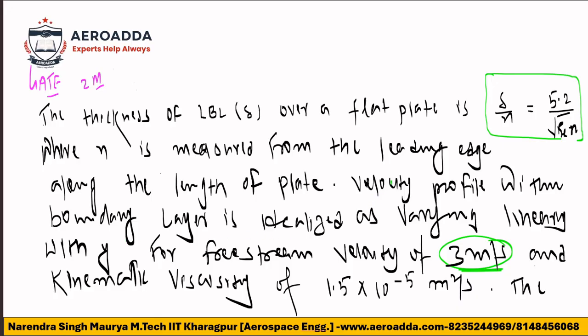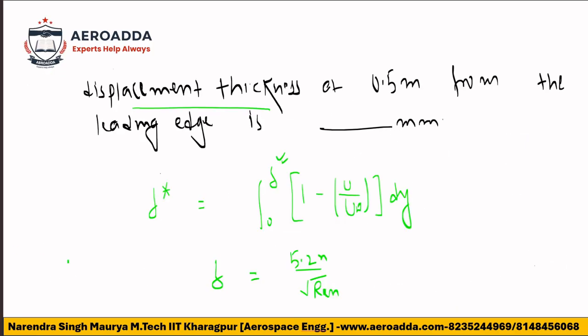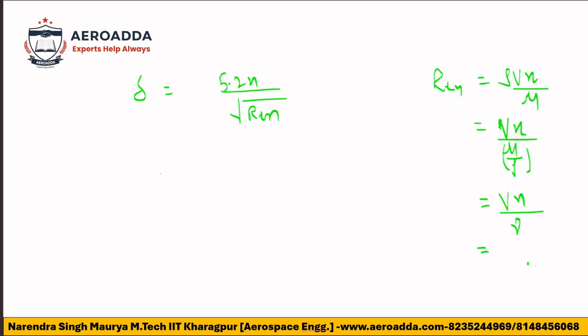And see whether a distance is given to you. Kinematic viscosity is given. Any distance? x should be known, otherwise how will you calculate? Is any x distance given? Yes, sir, 0.5 meter. They are asking the displacement thickness at 0.5 meter, so they have given x directly. Tell me again, what is the velocity they have given? 3 into x.